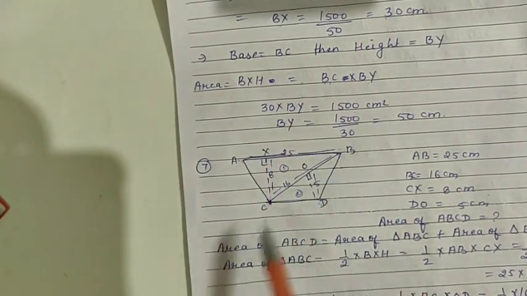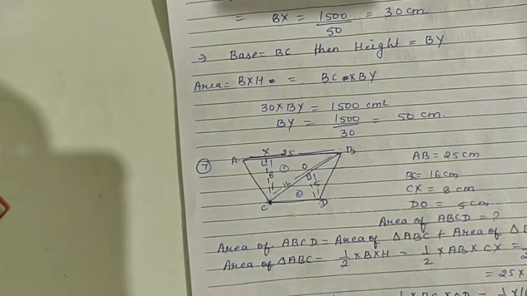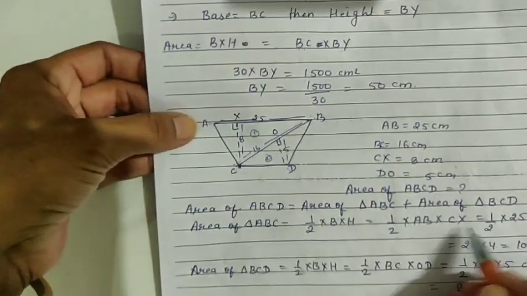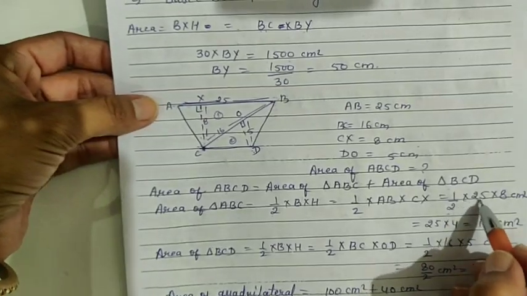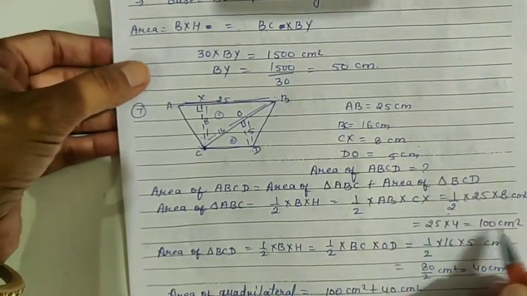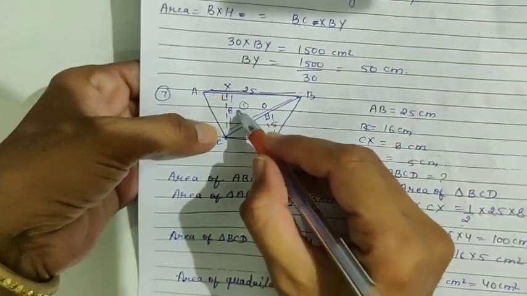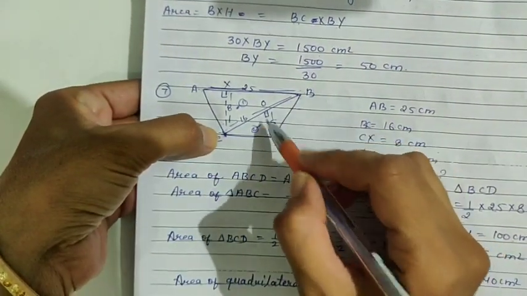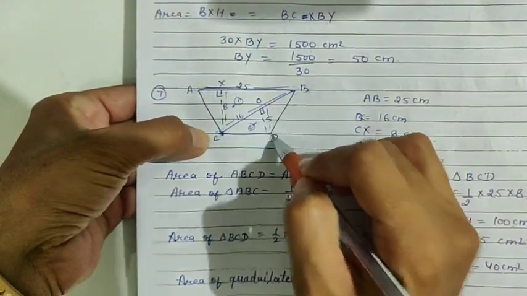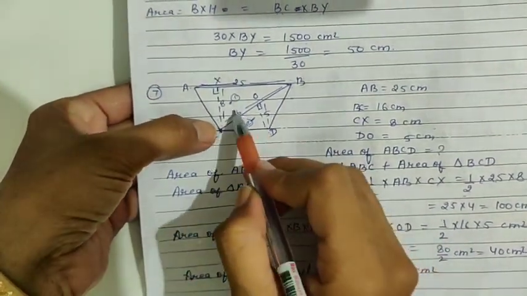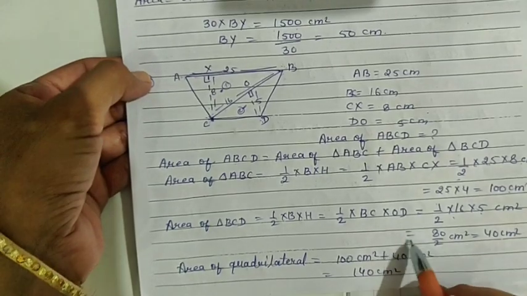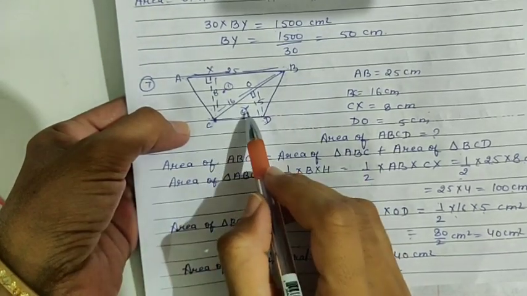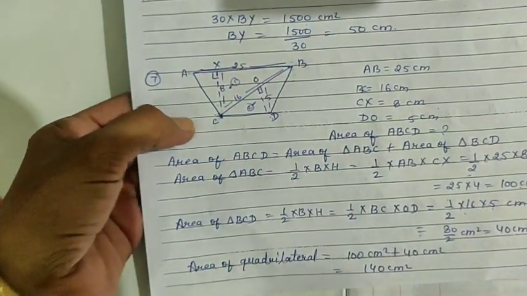So area of triangle ABC is equal to 1 by 2 into base into height, and base is AB and height is CX. So area of triangle ABC is equal to 1 by 2 into 25 into 8, and that is equal to 100 centimeter square. Now area of triangle BCD, 1 by 2 into BC into OD, because base is BC and OD is height. So 1 by 2 into 16 into 5, and that is equal to 40 centimeter square.